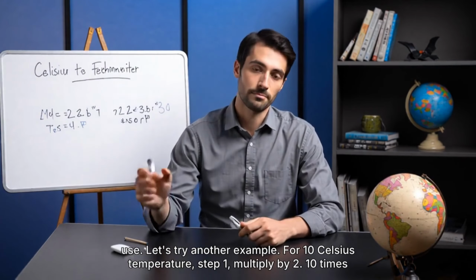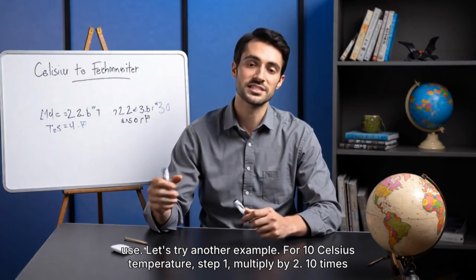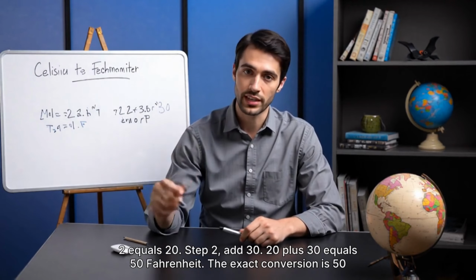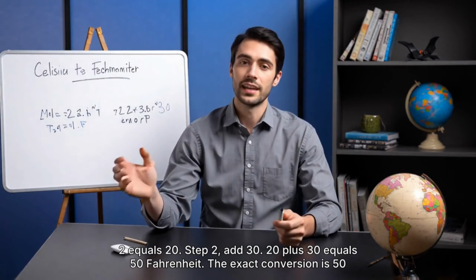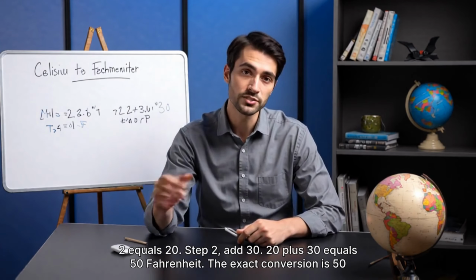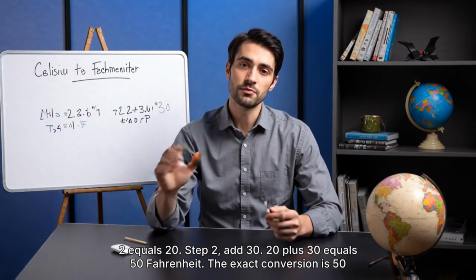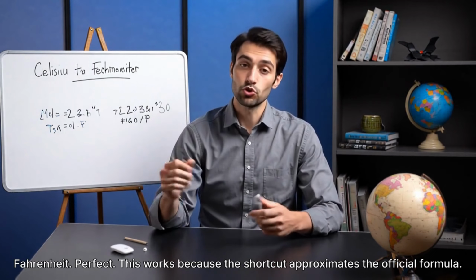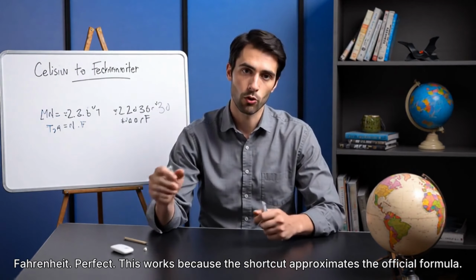Let's try another example. For 10 Celsius, step 1, multiply by 2. 10 times 2 equals 20. Step 2, add 30. 20 plus 30 equals 50 Fahrenheit. The exact conversion is 50 Fahrenheit. Perfect. This works because the shortcut approximates the official formula.